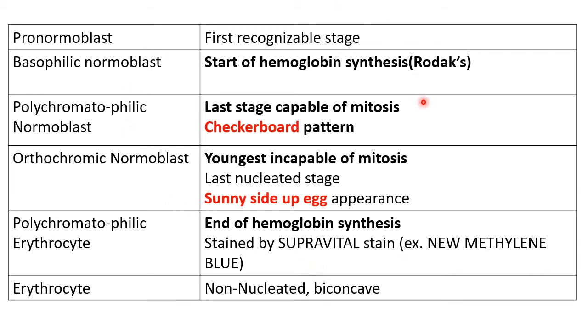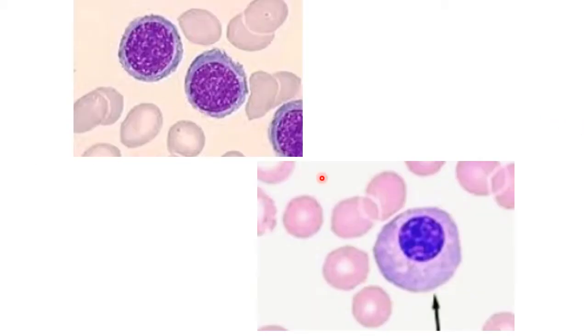So, ang laging tanong dito sa part na to, ano yung ganitong pattern, checkerboard, sunny side up, youngest stage incapable, last stage capable of mitosis, ano yung mga stages capable of hemoglobin synthesis. Tatandaan natin yung mga ganyan, kasi medyo nakakalito if ever ma-meet niyo sila sa board exam question. So, dito tayo sa ating pictures.